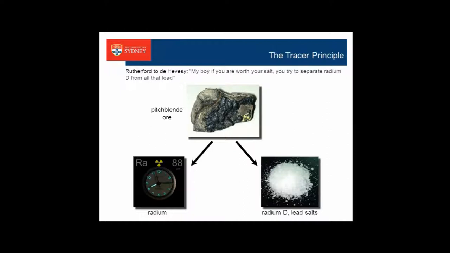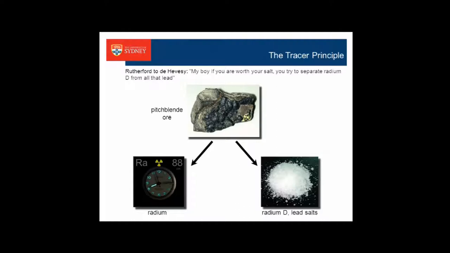And normally this pitchblende ore was separated into radioactive radium in order to do radioactivity experiments. But there was also this leftover material, all these lead salts, which were still radioactive. And Rutherford was interested in what was contained in these lead salts. And in particular, he wanted to be able to extract what was at the time called radium D, because it had some interesting radioactive properties. So he asked George de Hevesy to try and separate the radium D from the lead salts.